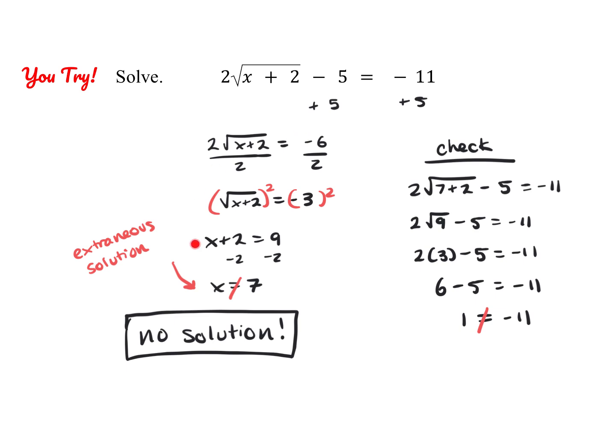So again, this does not mean we did anything wrong. It's because square root functions have domain restrictions. So sometimes an answer we get will not be part of the domain, and so that gives us a no solution problem.